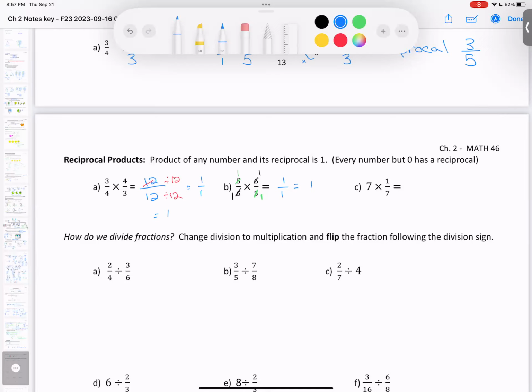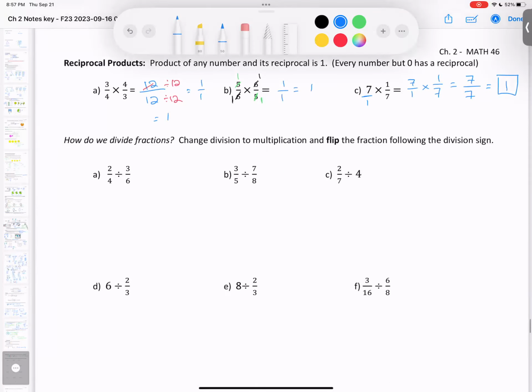So remember, 7 we can write as 7 over 1. So let's do that so it looks nicer over here. 7 over 1 times 1 over 7. Numerator times numerator gives us 7. Denominator times denominator gives us 7. So once again, we end up with 1.